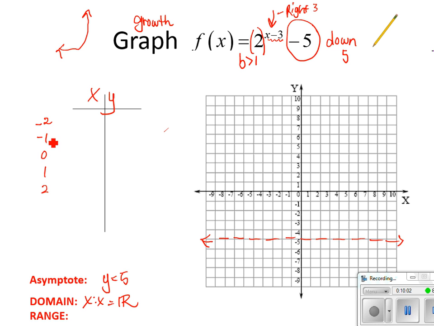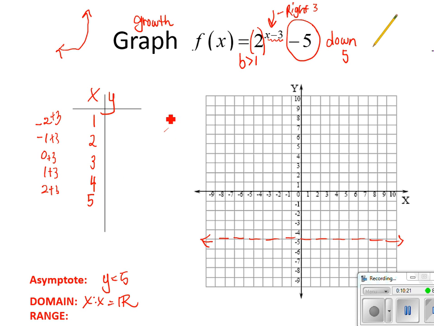So if I'm going to typically use -2 to 2, I would shift all of them right 3. And if I'm going to shift them all right 3, I'm going to add 3 to all of those original values and use those values. So I'm going to do 1, 2, 3, 4, and 5 is what I'm going to use.